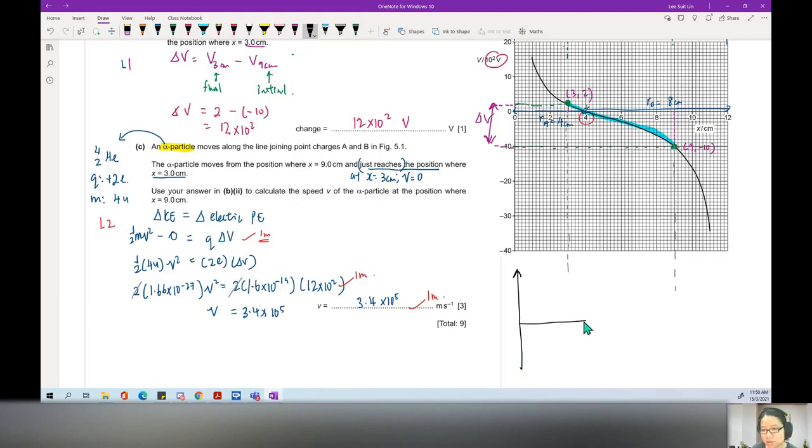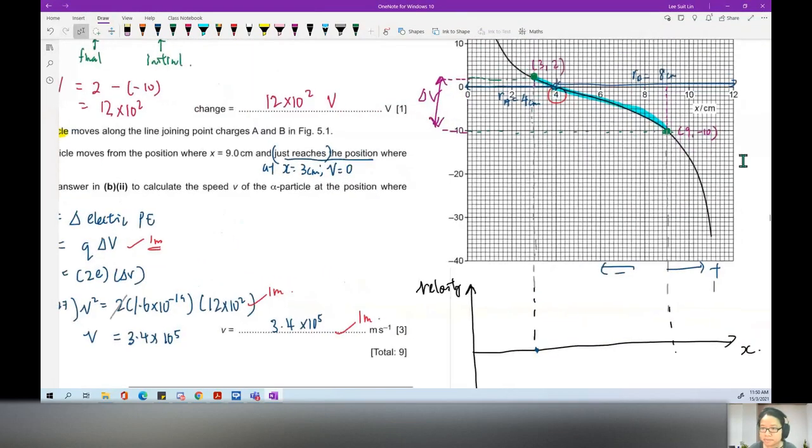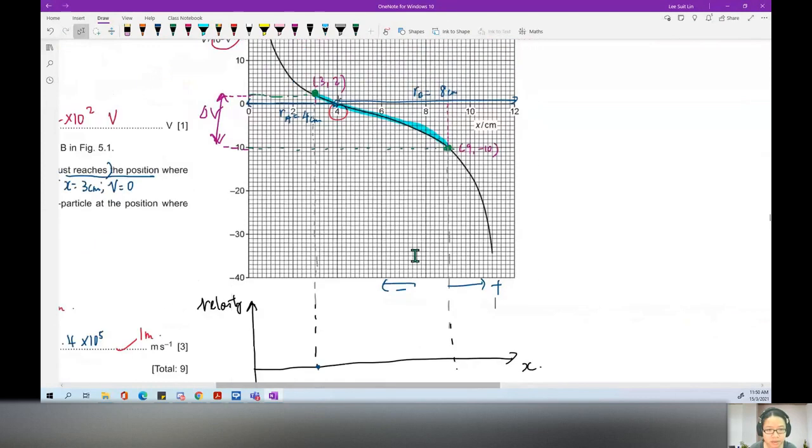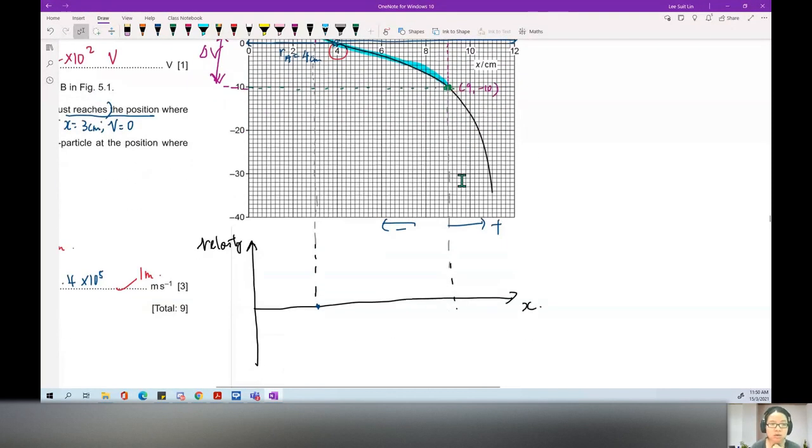Okay, I'm going to sketch the velocity of the particle. Velocity against position. So here, your velocity is zero. Remember? And then it was traveling to the left. So I'm just going to treat the left as negative and the right as positive. So you are traveling to the left from 9 to 3. So it's going to slow down, and you speed up in the opposite direction until you hit B.